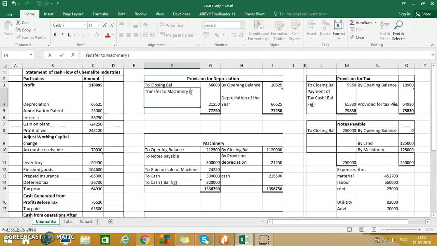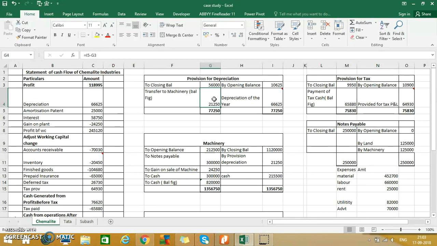What does this balancing number reveal? This balancing number is the depreciation that has been written off, or rather that has been removed. Why do you write off or remove this depreciation? That is for the reason that whenever an asset is sold away, you remove the amount of accumulated depreciation from the depreciation account. So that is what happens here. So 21,250 is the amount of accumulated depreciation which relates to an asset which is being sold away.